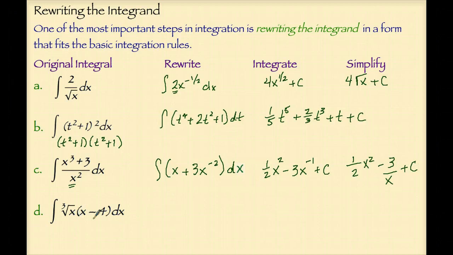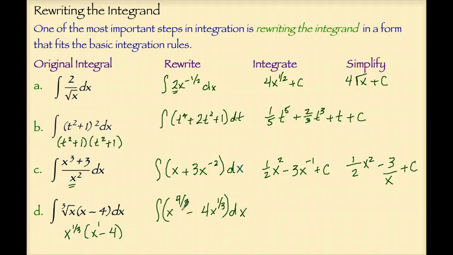And finally, let's rewrite this integrand by taking x to the 1/3 and distributing it to both terms in parentheses. This will give us the integral of x to the 4/3, because 1/3 plus 1 is 4/3, minus 4x to the 1/3, integrated with respect to x.